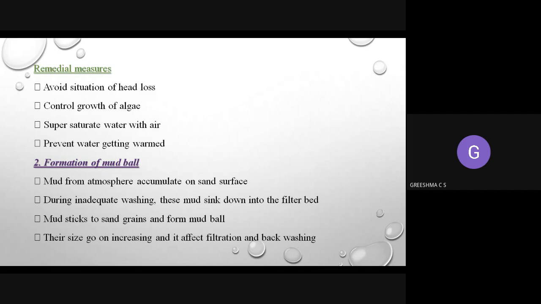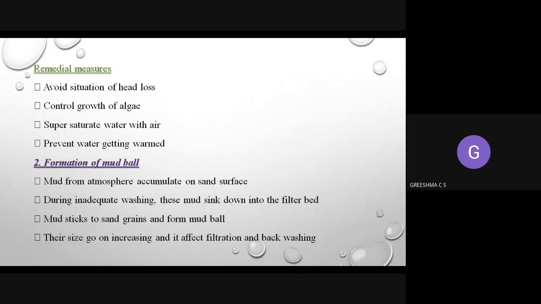Fourth one is to prevent the water from getting warmed. Okay, the warm water also will be giving a lot of bubbles. Okay, when the water is too warm, during its flowing, it will also lead to the formation of a lot of bubbles. Okay, so when a lot of bubbles are forming, they will stick around the filter bed. Okay, so these are the four remedial measures that you can take to avoid air binding. First one is that you can avoid the head loss. You should control the growth of algae. You should saturate the water with air and also prevent the water from getting warmed. Okay, that is, it should not be exposed to too much hot temperature.